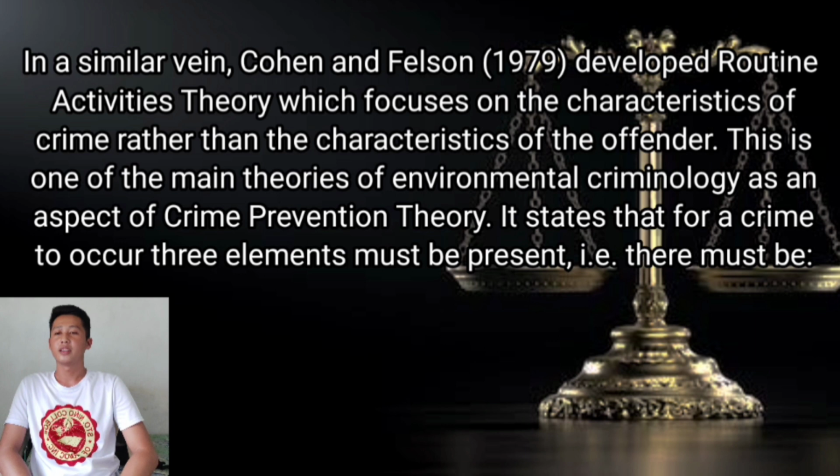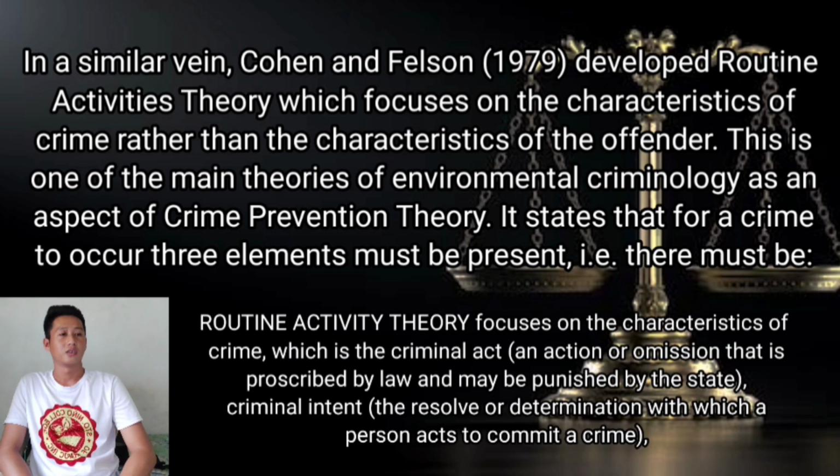In a similar vein, Cohen and Felson, 1979, developed routine activities theory, which focuses on the characteristics of crime rather than the characteristics of the offender. This is one of the main choices of environmental criminality, an aspect of crime prevention theory. It states that for a crime to occur, three elements must be present. Routine activity theory focuses on the characteristics of crime, which is a criminal act, an action or omission that is prescribed by law and may be punished by the state, the result of determination with which a person acts to commit a crime.